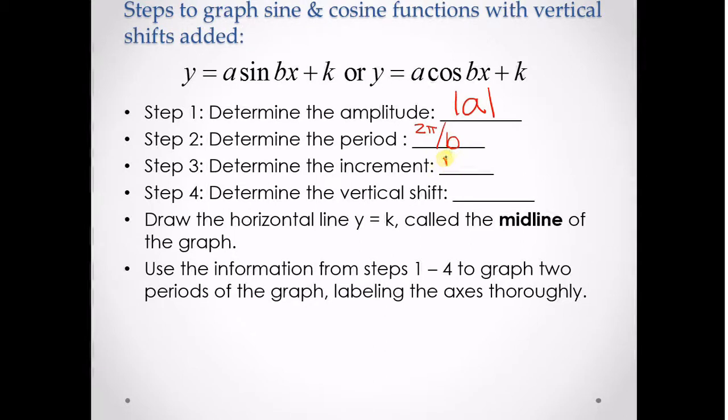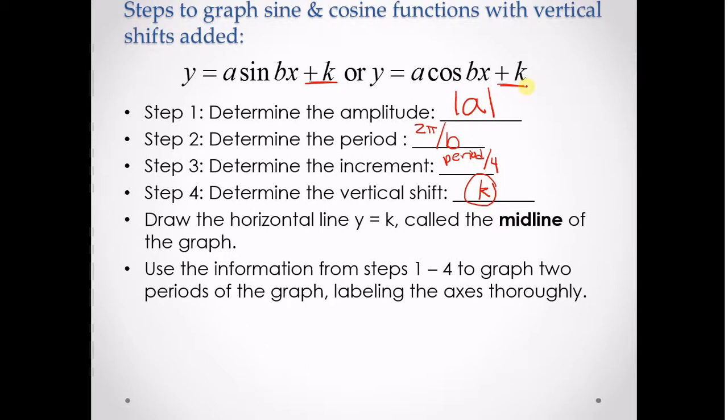The increment, that was the period divided by 4. And determine the vertical shift. That's going to be whatever your k value is at the back half here. Now, you can go up and you can go down. It all depends on if it's positive or negative. Once you figure that all out, you're going to draw the horizontal line y equals k.